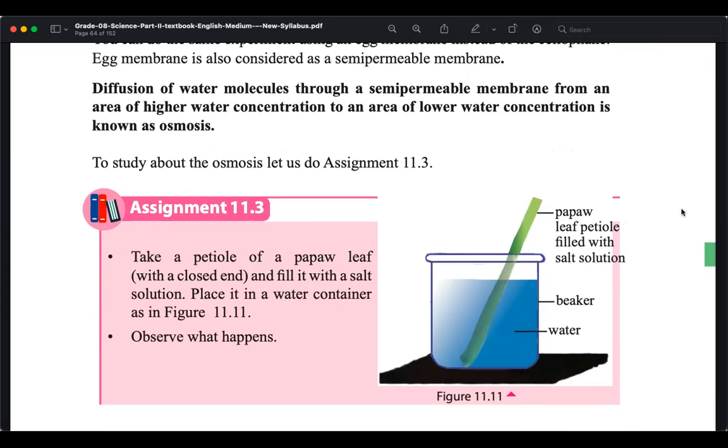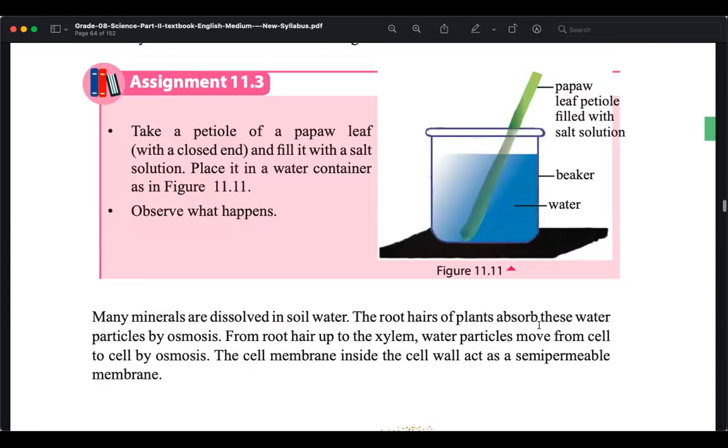Actually, you can do the experiment using a papaw leaf petiole. Papaw leaf petiole, which is filled with salt solution, you can put it like this, and you have to find one which is closed at one end, right? Because it also has a membrane which is a semi-permeable one. පැපෝල් බට් එක තියෙනවනේ, දෙපැත්තම ඕපන් එකක් නෙවෙයි, one side is basically closed. So then you can fill this with salt solution and keep it for some time to observe.